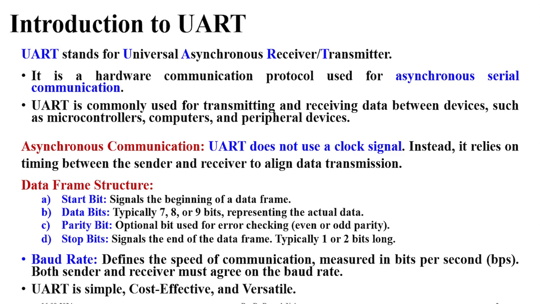Baud rate defines the speed of communication between the two devices, generally measured in bits per second or BPS. So in the configuration, we have to configure the baud rate between the sender and receiver. UART is a very simple configuration and it is cost effective and versatile.